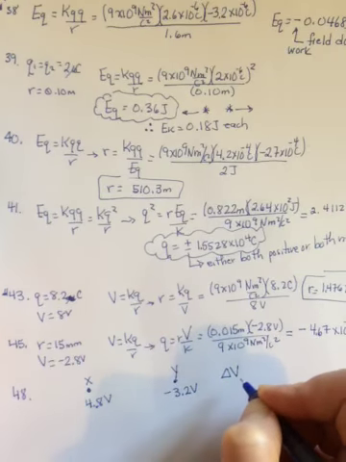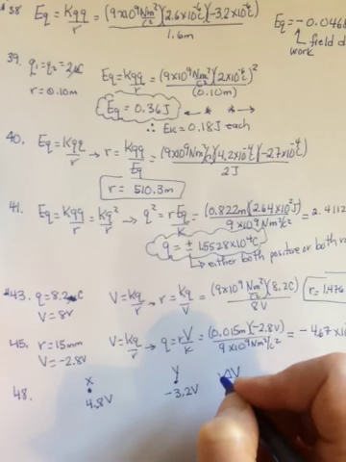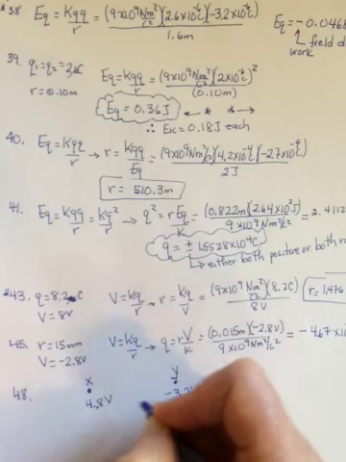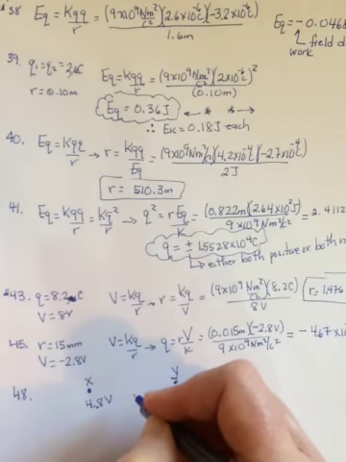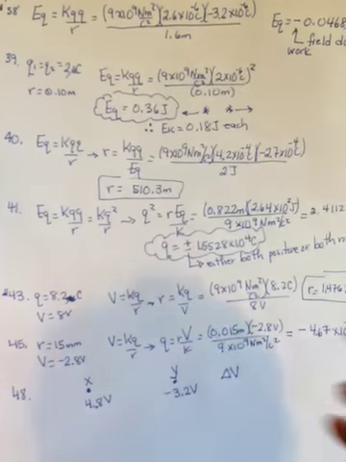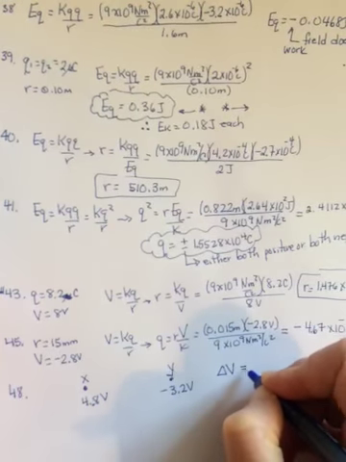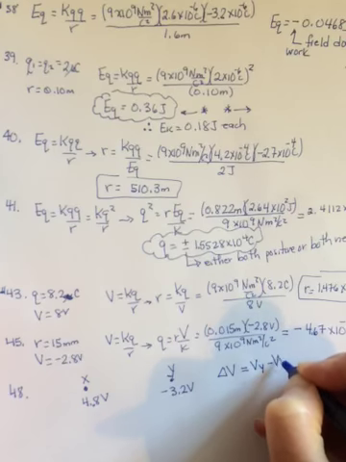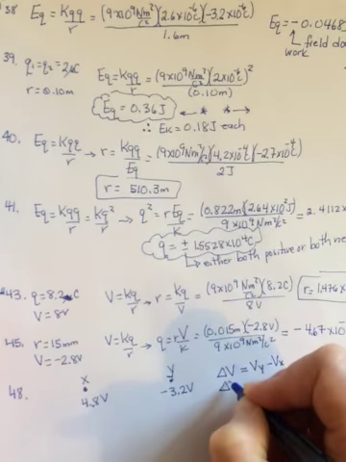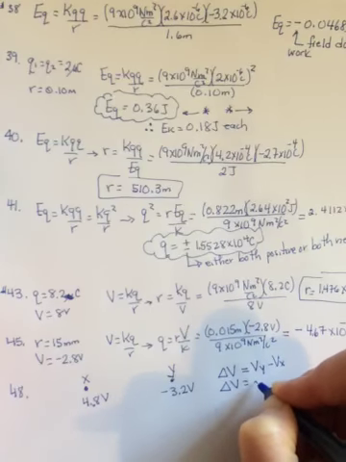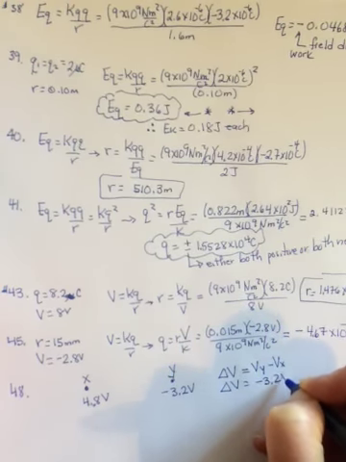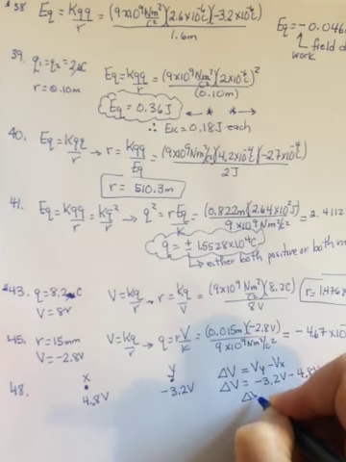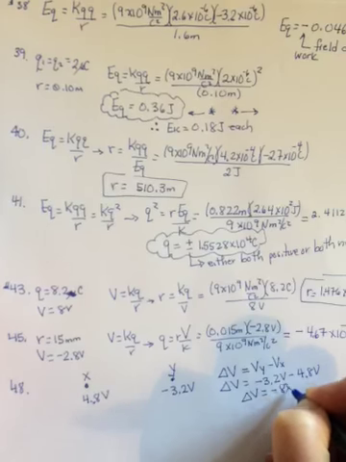And we know delta V is always equal to final minus initial. It doesn't say here which one the final is, so I'm going to assume the first one they gave us was the initial, and the second one they gave us was the final, because it was the second one. So it would be Vy minus Vx, because it's always final minus initial. And so it will be negative 3.2 volts minus 4.8 volts. So delta V would be negative 8 volts.